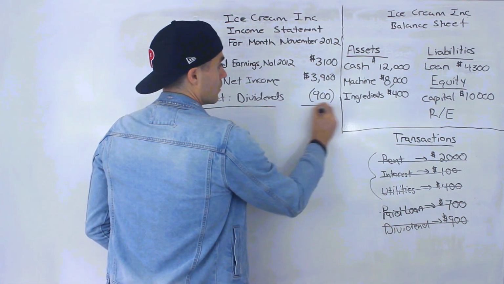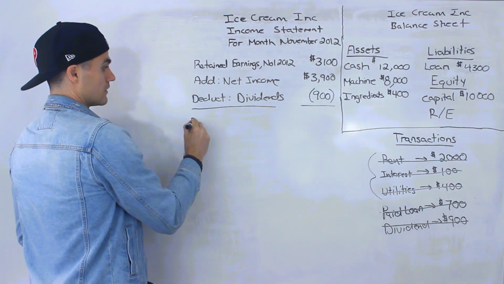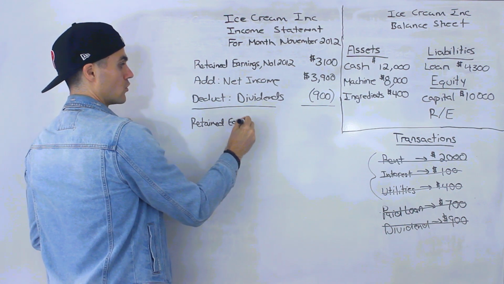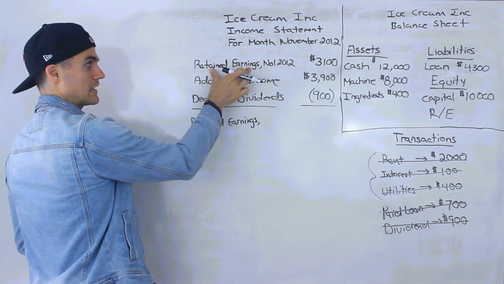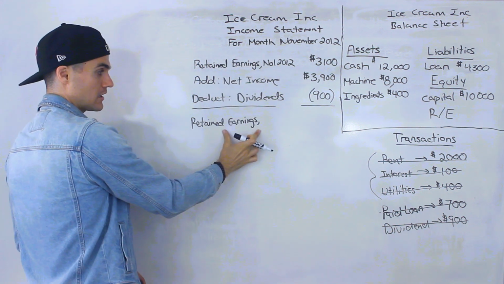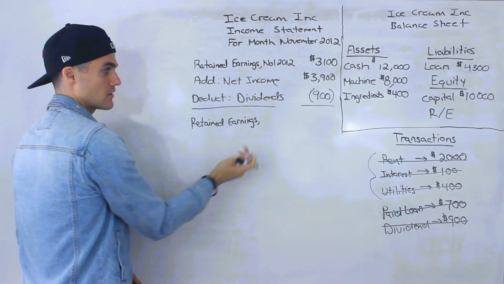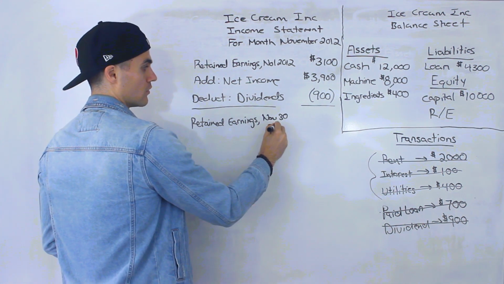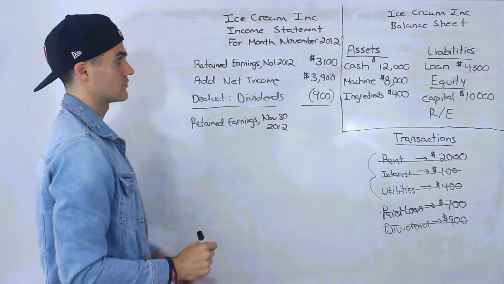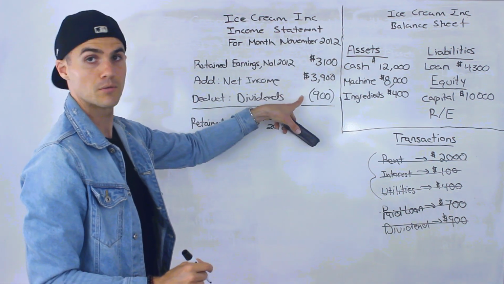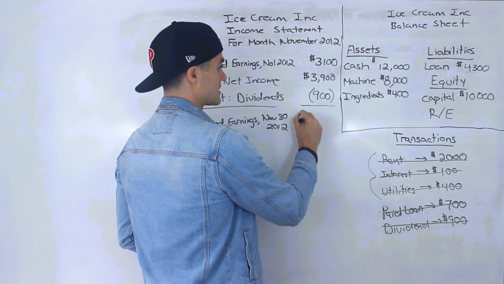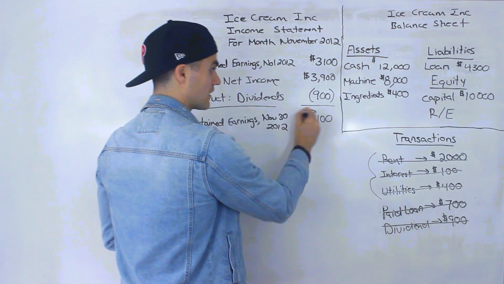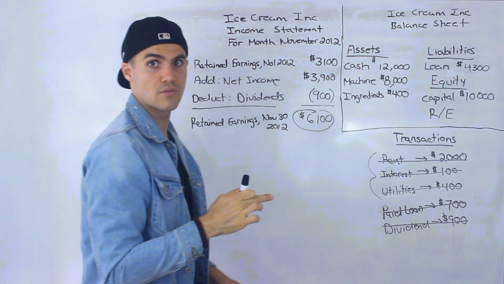And now, what's this final amount that we're going to get? It's going to be our retained earnings amount for the end of the period. So this was the beginning of the period, then we have the changes within the period, and then we have the retained earnings amount at the end of the period, so November 30th, 2012. So we would just net all of this out. So 3,100 plus 3,900 minus 900, that would give us 6,100. And now this amount here flows onto that final balance sheet.